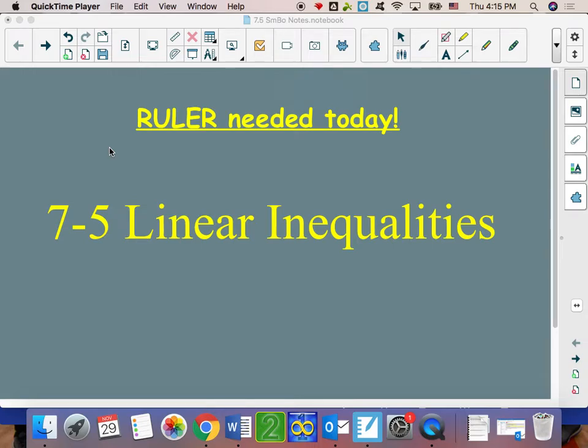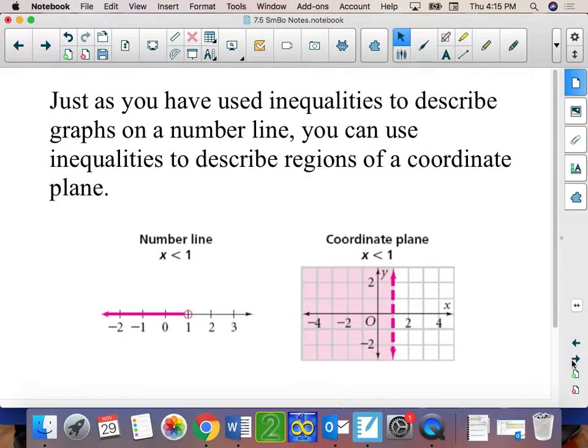1.5 is about linear inequalities. And you're going to want a ruler because we're going to be practicing graphing linear inequalities today. And then in 7.6, we will get into solving the systems of linear inequalities.